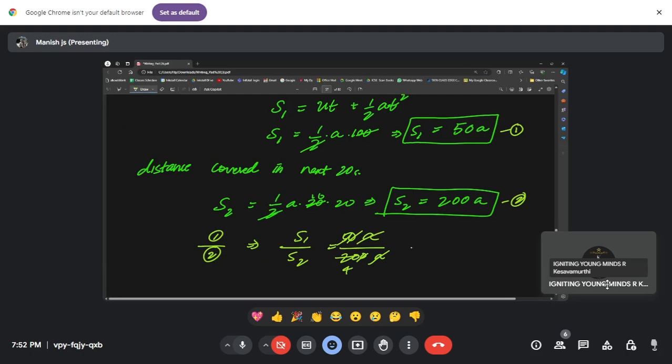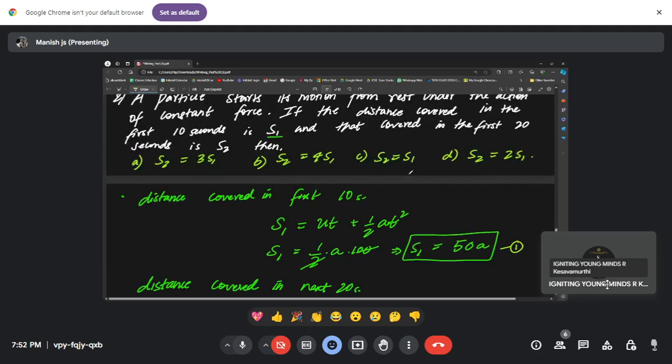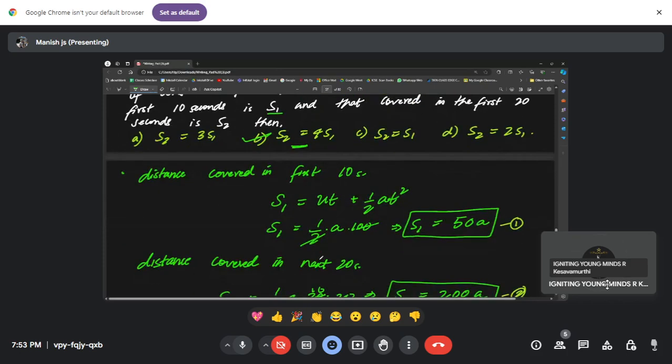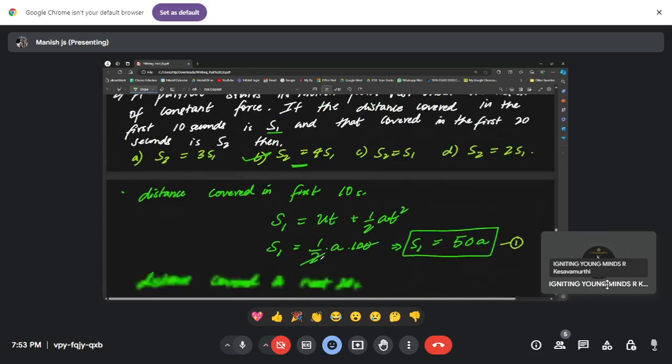So you get S2 is equal to 4S1. That's the relation. Is it clear? So you get S2 equals 4S1. And what's the option? The correct answer is option B. S2 is equal to 4S1. And that's how you solve this question. All right, so that's the approach, children. I hope it's clear. So we'll go to the next question now.